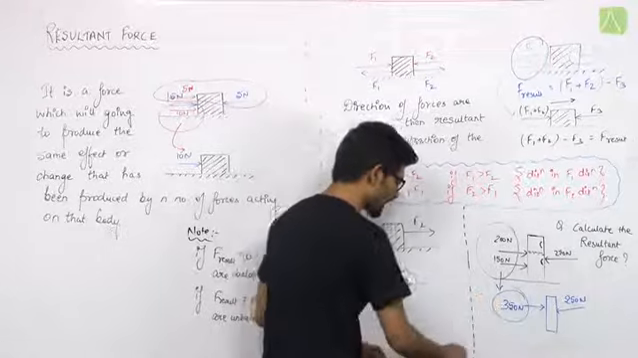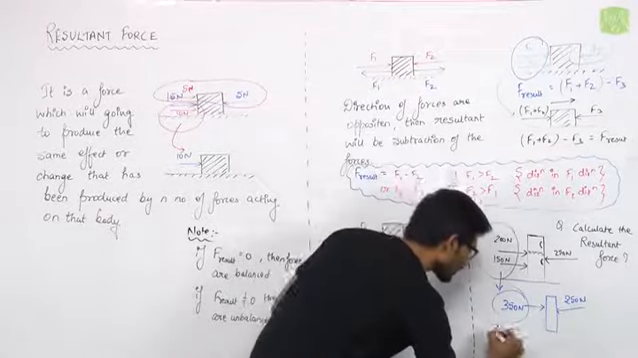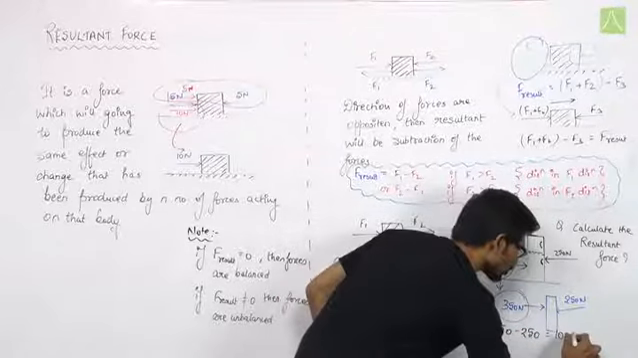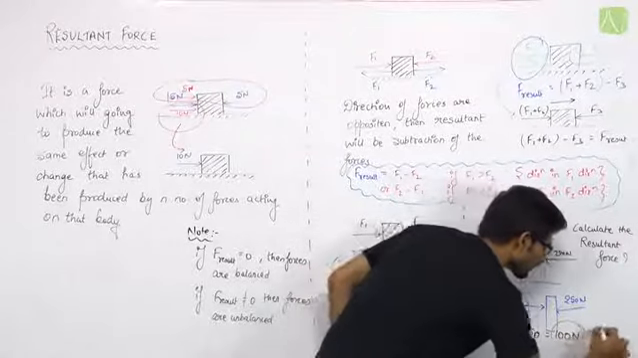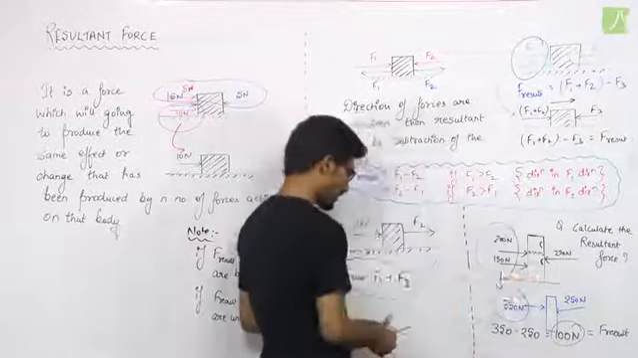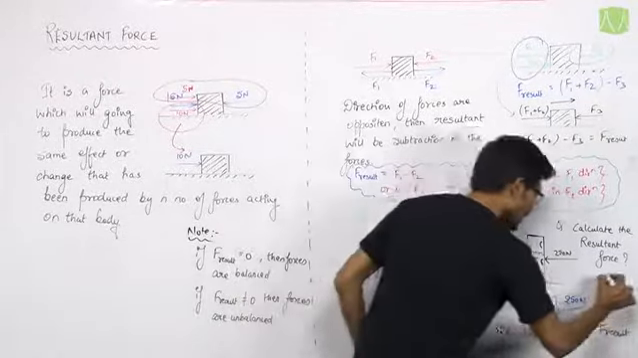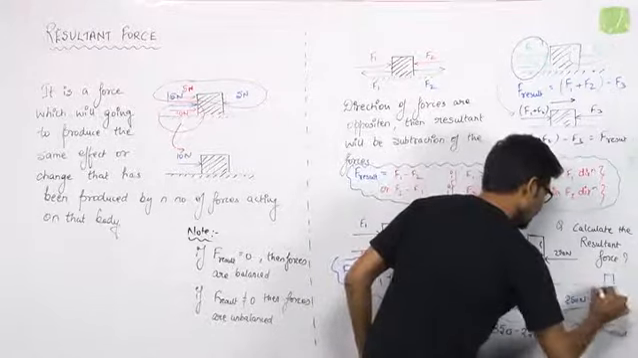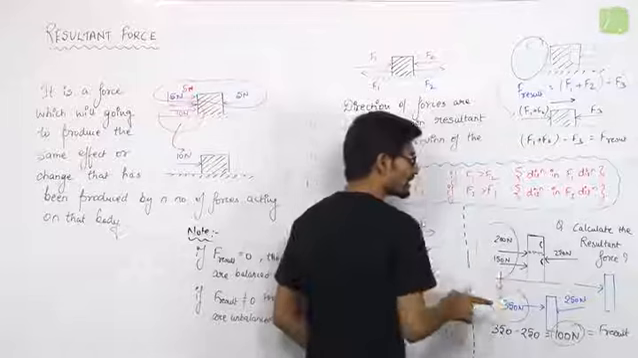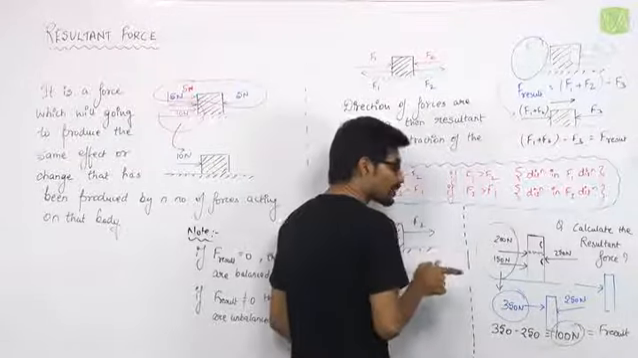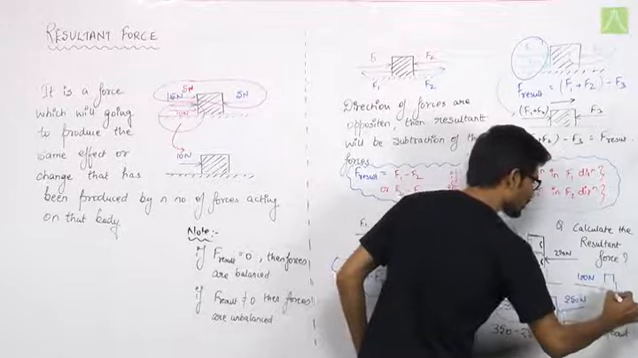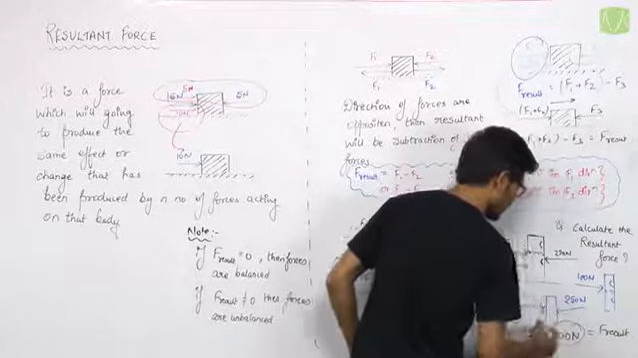So I will subtract 250 from 350. So 350 minus 250 will give me 100 Newton. This is my F resultant. और अगर मैं डायग्राम पे दिखाऊं तो ये कुछ ऐसा आएगा, और इधर की साइड लग रहा है क्योंकि 350 बड़ा था 250 से. So the net force will be in the direction of the greater force, so it will be 100 Newton acting on this direction.